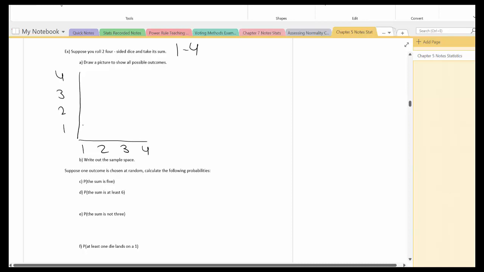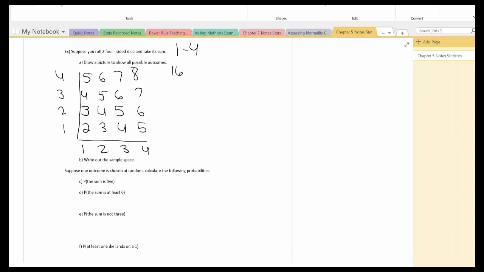So for instance, 1 plus 1 is 2. 2 plus 1 is 3, 3 plus 1 is 4, and 4 plus 1 is 5. Go to the next row. 1 plus 2 is 3, 2 plus 2 is 4, 3 plus 2 is 5, 4 plus 2 is 6. So let me write all of these out. Notice there is a total of 16, 4 times 4. So I would call these 16 sample points.